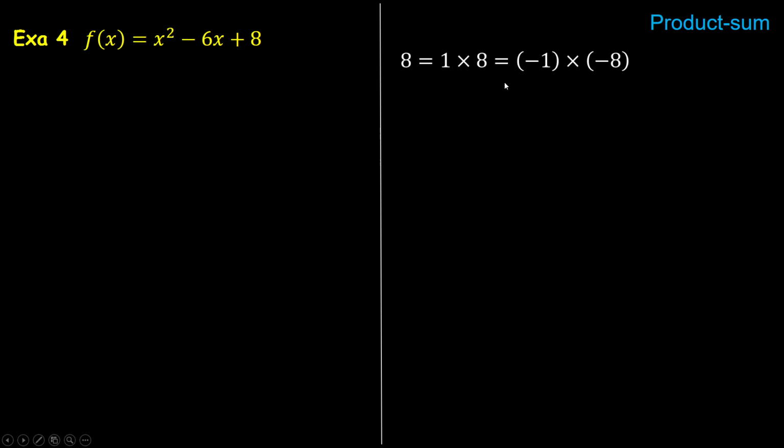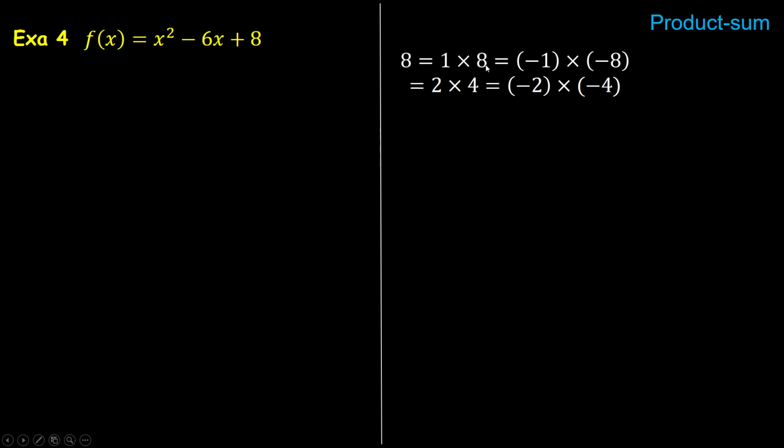Basically, you want two numbers whose product is 8, and whose sum is minus 6. Well, given 8, there are a few possibilities. Like 1 times 8 is 8, or you can have minus 1 times minus 8, or you can have 2 times 4 is 8, or minus 2 times minus 4. Okay, so these are the 4 possibilities here. You want to pick the one for which the two numbers add up to be minus 6.